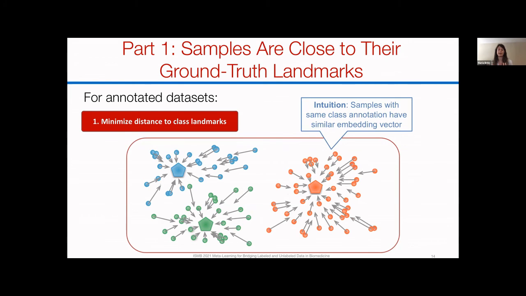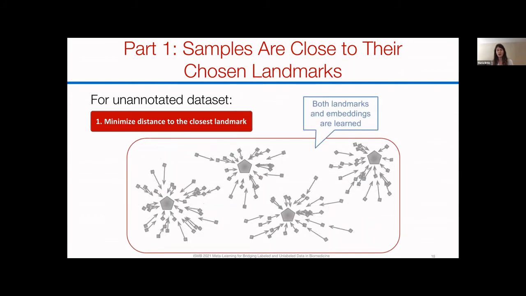For an unannotated data set, we don't have the ground truth landmark, we don't have any annotations, and the idea here is to learn both the landmarks and embeddings. Instead of minimizing the distance to the ground truth landmark, we will minimize the distance to the closest landmark. So for each cell, we will find its closest landmark and then force the cell close to its closest cell type landmark.